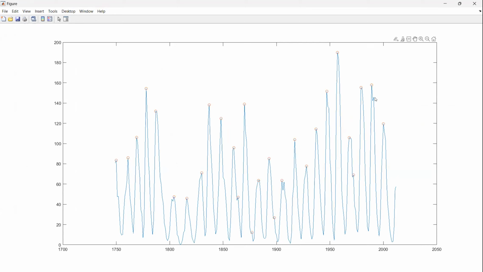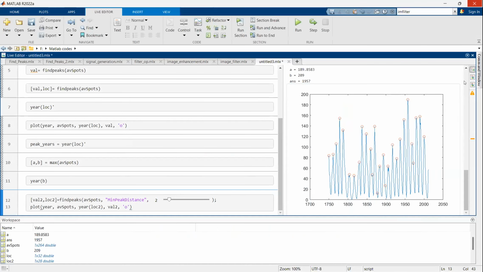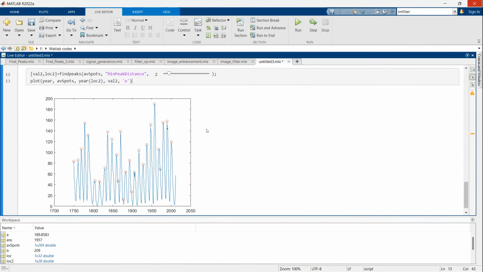This is also gone, this is also gone, but this one is not gone, right? This cannot be considered a peak because it is somewhere in the middle between two peaks. So you should increase a little bit more. Are you following? Let's make it 3. Let's make it 4. Now you can see this is gone, this is gone, this is also gone.